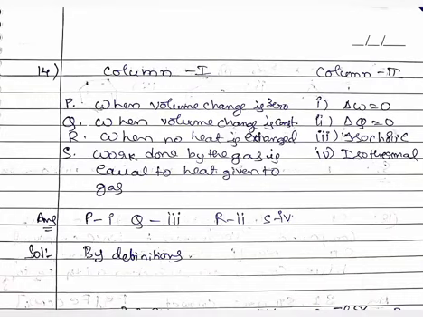Next one is a matching question from thermodynamics. When volume change is 0, delta W is equal to 0. When volume is constant, it is an isochoric process. When no heat is exchanged, delta Q is equal to 0. Work done by the gas is equal to heat given to the gas. It is an isothermal process.